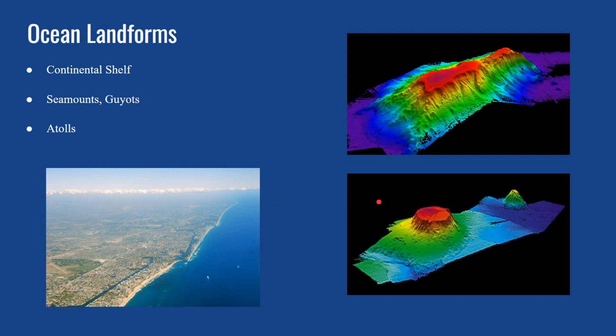Alright, so now we're going to talk briefly about oceanic landforms. The three we're going to cover are continental shelves, seamounts and guyots, as well as atolls and coral reefs.